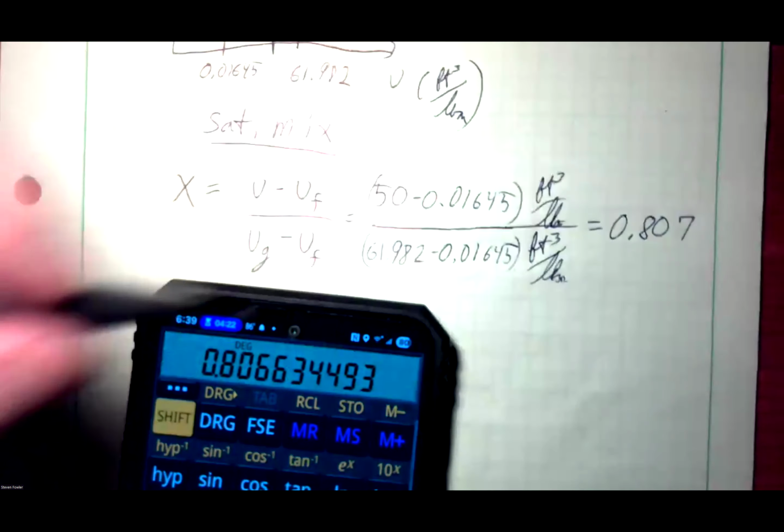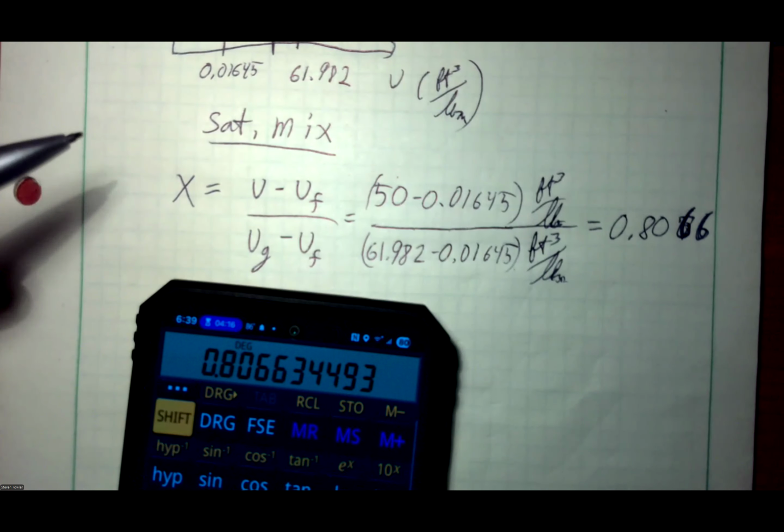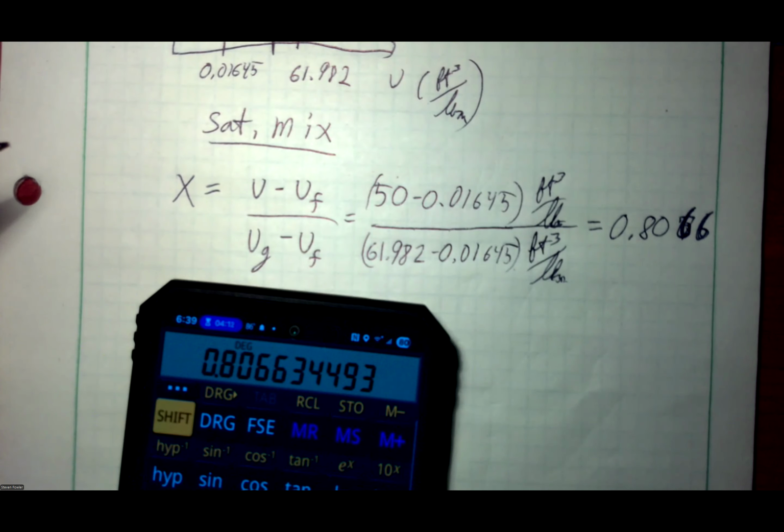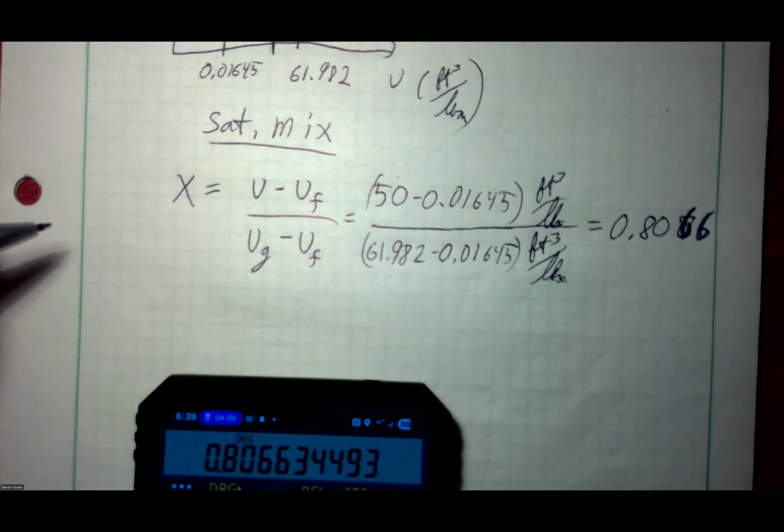0.8066. You can write 0.8066. That would actually probably be better. Okay, so that's our quality. That we have a little over 80% in the vapor phase.